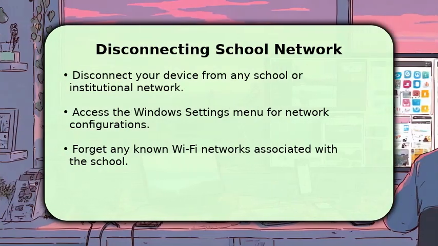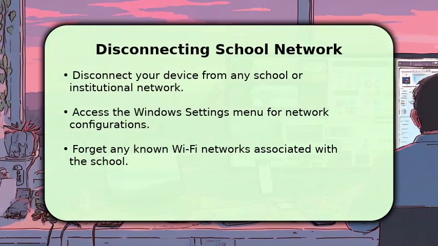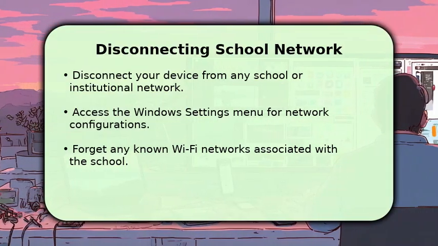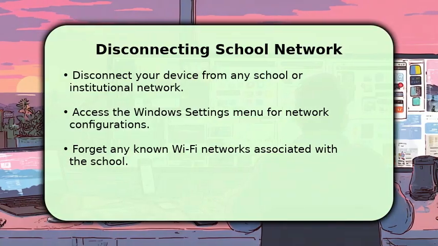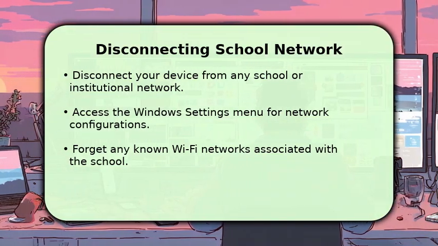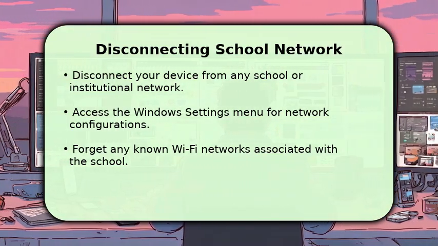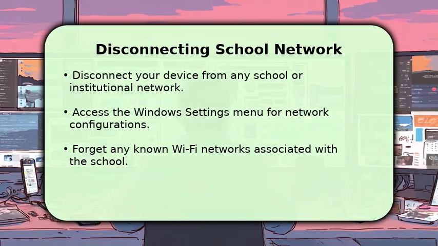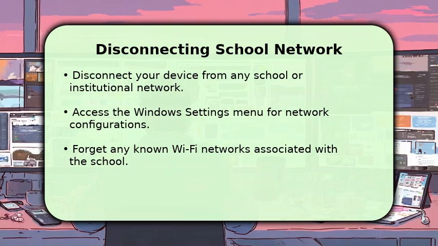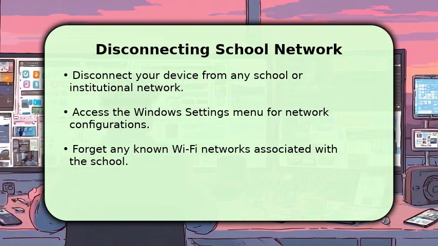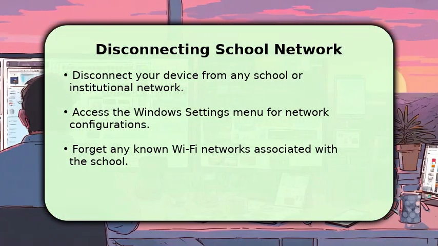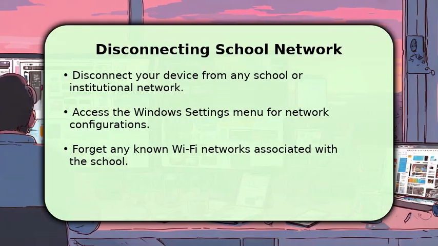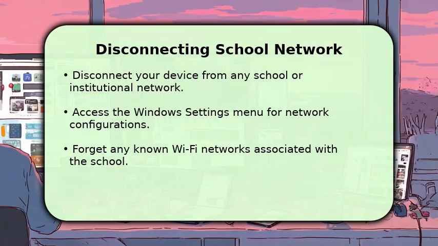To begin the process, you must first disconnect your device from any network managed by your school or institution. Navigate to your Windows settings, then find the Network and Internet section. From there, locate the Wi-Fi tab and carefully forget any wireless networks associated with your school. This step ensures that your device is no longer receiving centralized management commands. It is a fundamental first step toward gaining more control over your personal settings.